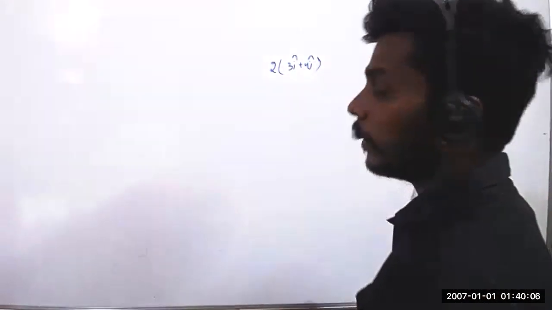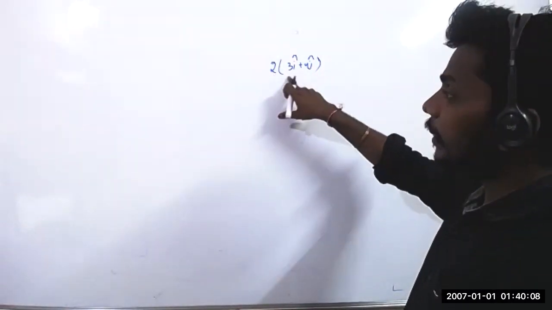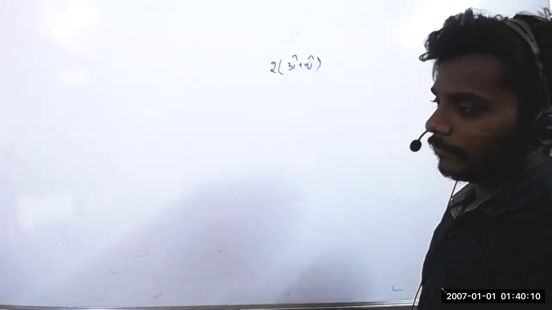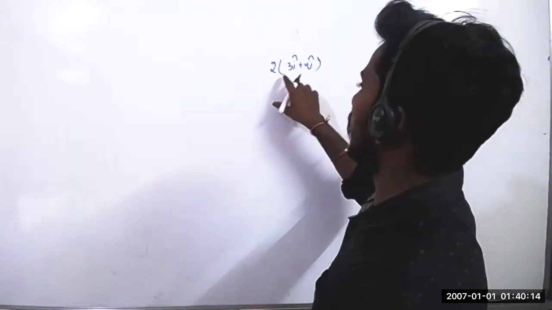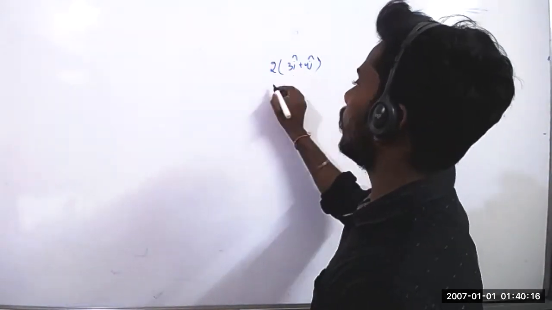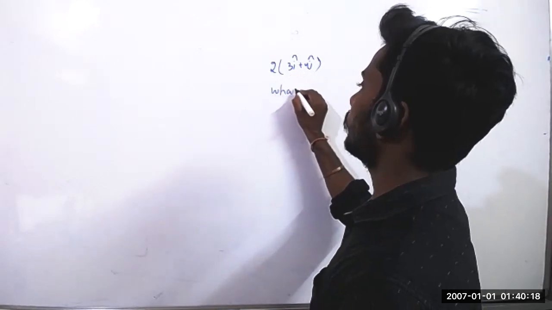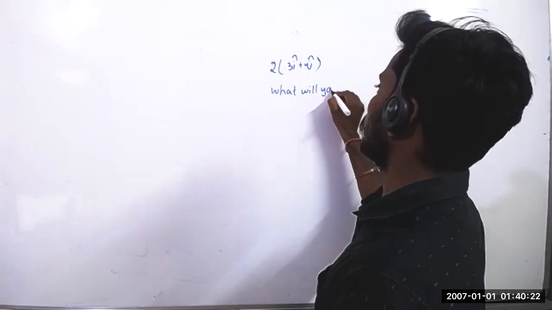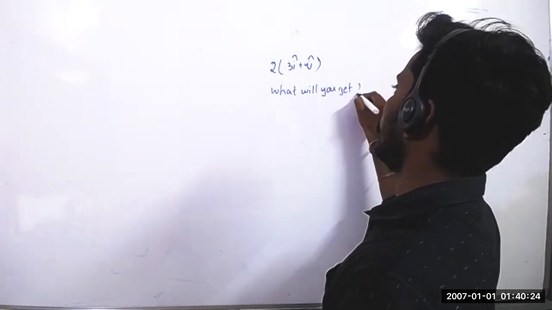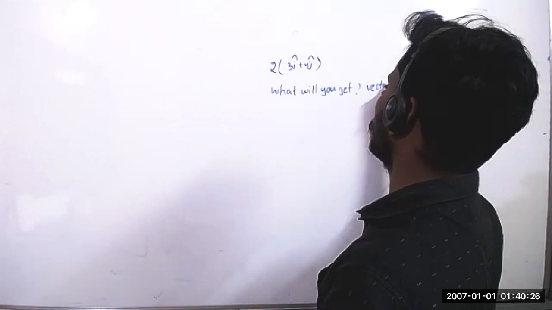Can you multiply a scalar into a vector? Yes, sir. If you multiply a scalar into a vector, what will you get? A vector. You'll get a vector, right? Yes, sir. Very good.